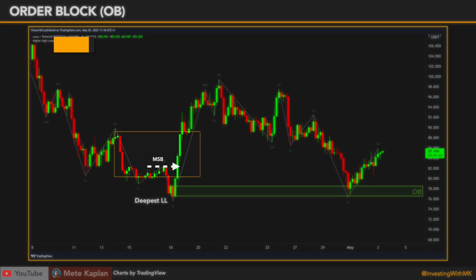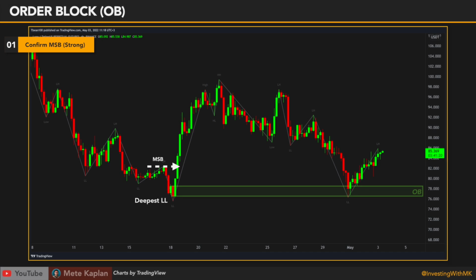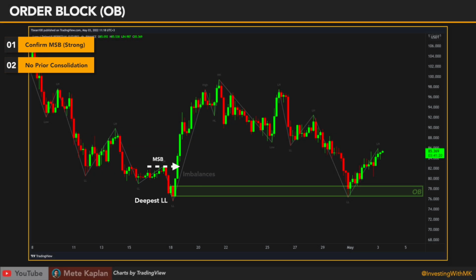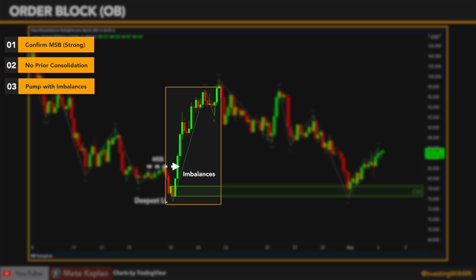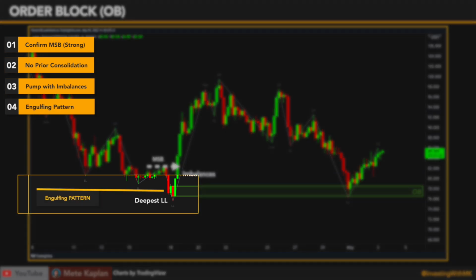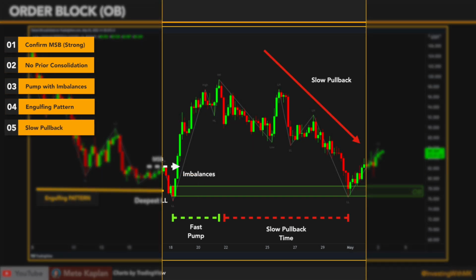1. Strong MSB happens. 2. MSB happens at once without prior consolidation. 3. MSB happens with a big pump with imbalanced candlesticks. 4. Nice engulfing pattern at the OB point. 5. Fast pump and slow pullback for healthy price action.